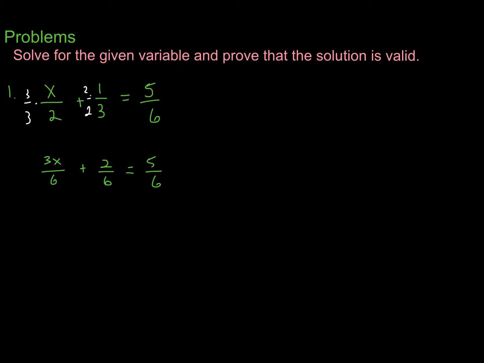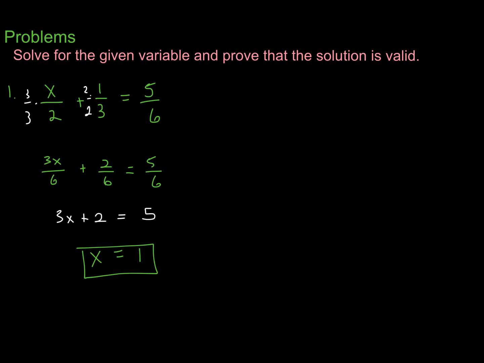Okay, now that we have a common denominator across all of our rational expressions, we realize that we just need to make sure that 3x plus 2 is equal to 5, because since this is a common denominator, this is (3x plus 2)/6. That makes our problem-solving process much easier. I can now isolate x with only 2 operations, subtracting 2 and dividing by 3 from both sides.